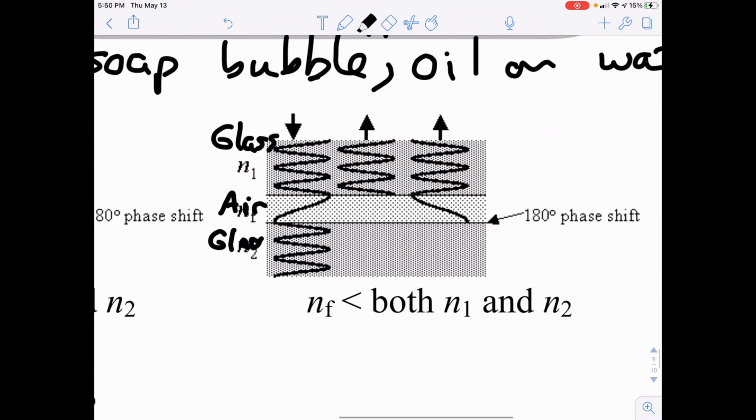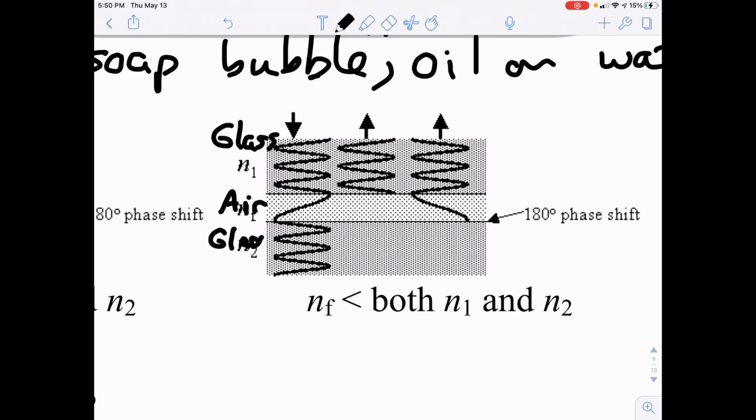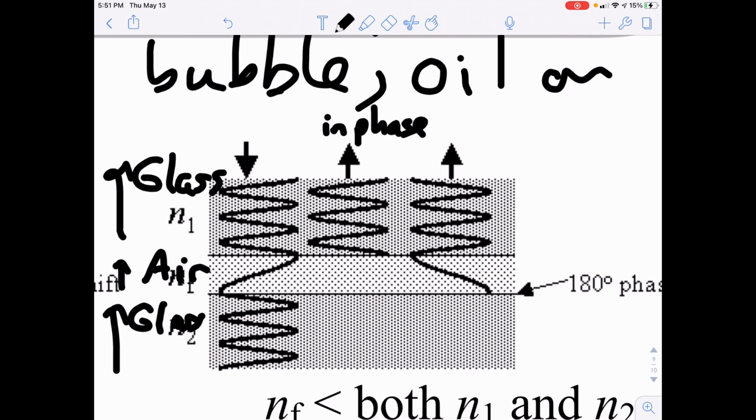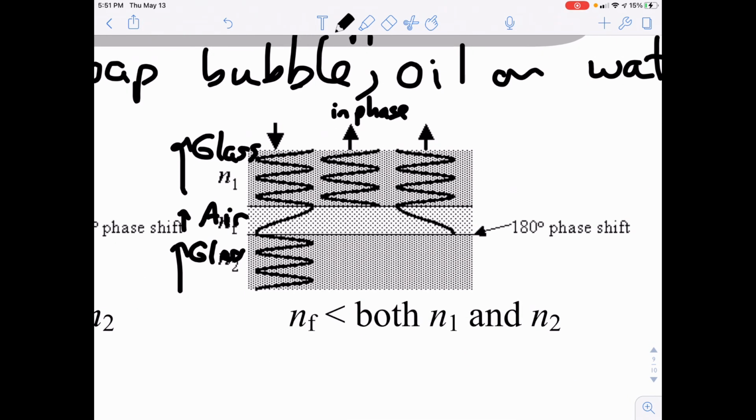But let's take a look at how that would end up being. The n1 is much bigger than n of the film, and n2 is much bigger than n of the film. So we're reflecting off a smaller index of refraction. So we are reflecting in phase. Off the bottom, n2 is greater than n of the film, so you're reflecting out of phase. We're reflecting off a fixed end boundary. Think of it that way.